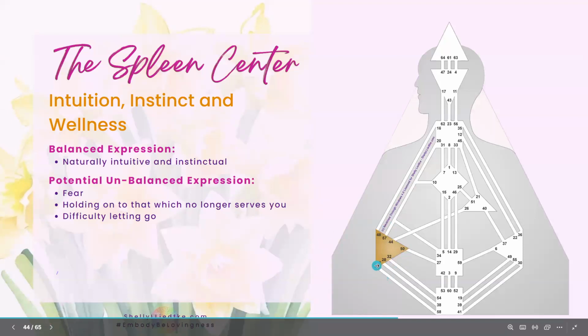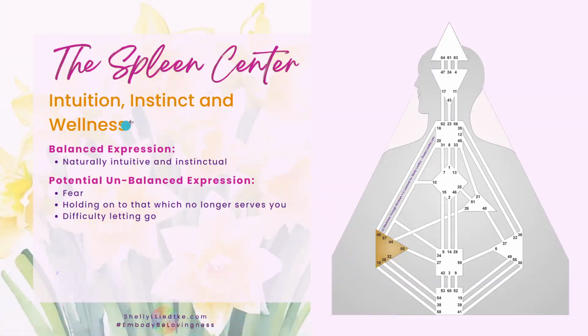We're going to move down here to the spleen center next, and this is the center of intuition, instinct, and wellness. When it is balanced, it is naturally intuitive and instinctual. So just having an innate knowingness, following the first intuitive hit, noticing when something instinctually feels or smells bad or smells good, and either moving towards it or getting away from it.